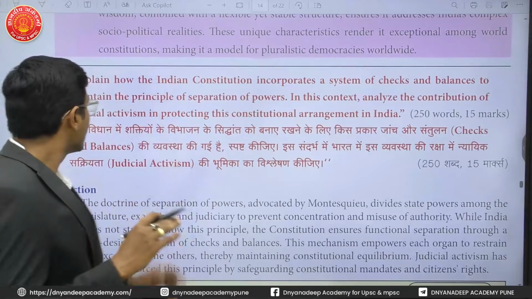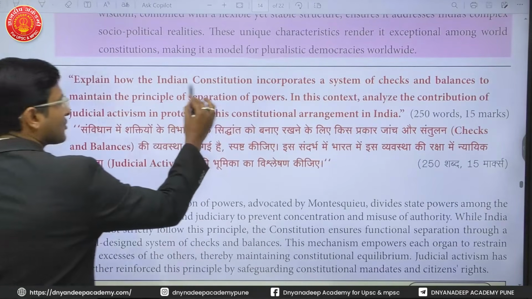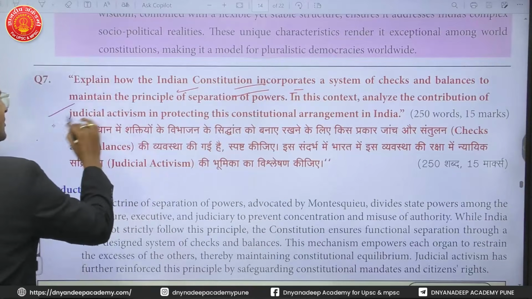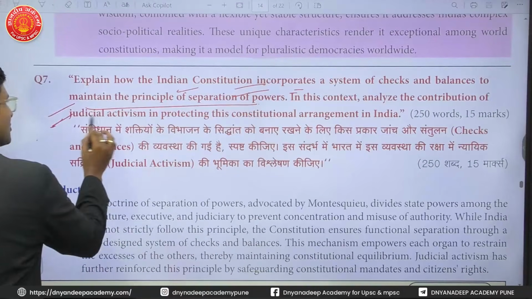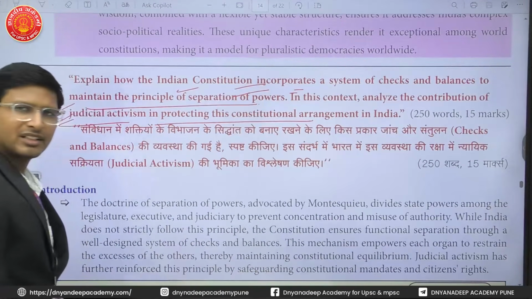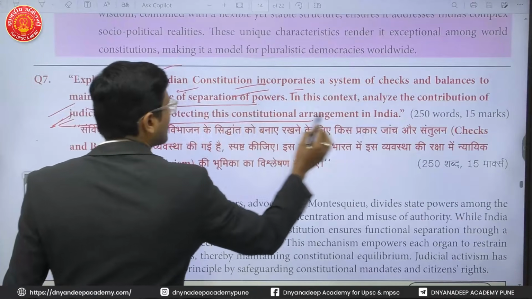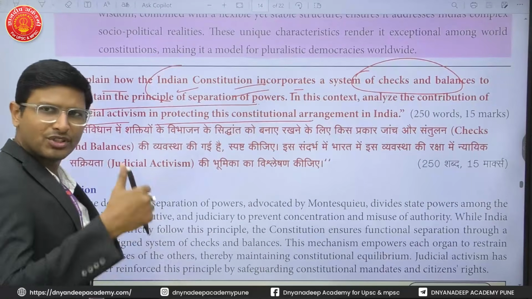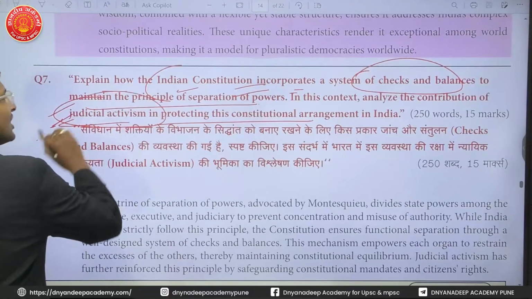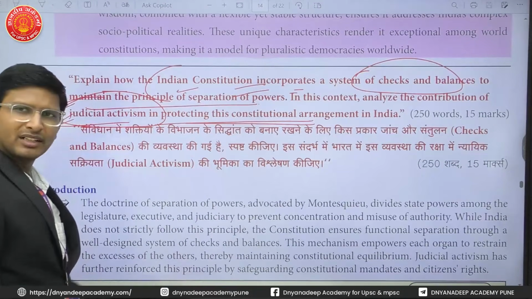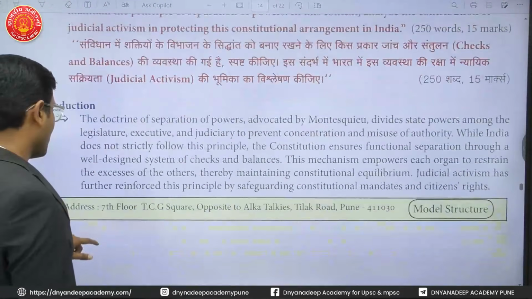Next question: explain how the Indian Constitution incorporates a system of checks and balances to maintain the principle of separation of powers. In this context, analyze the contribution of judicial activism in protecting the constitutional arrangement in India. Understood what is asked? How the Indian Constitution incorporates checks and balances between the judiciary, executive and legislature, and how judicial activism helps in protecting this separation of powers. So let's talk about that.